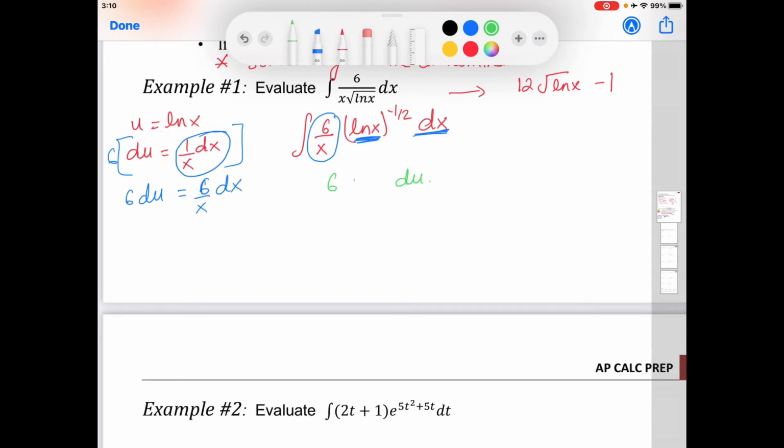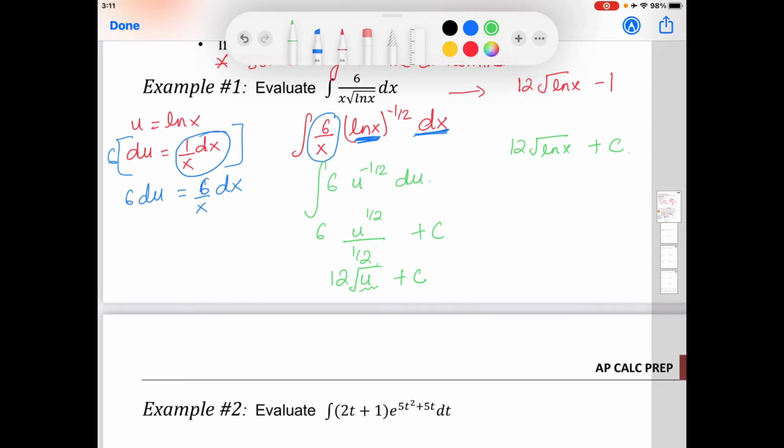Ln of x is your u, so it'll be u to the negative half power. And that's the integral of it, right? So the integral of u, I'm going to pull out the 6, it'll be u to the negative half plus 1, which is a half, over a half, plus your c. Dividing by a half is the same thing as multiplying by 2. So this would be 12 u to the 1/2, which is just your square root, plus c. I can replace back my u: 12 square root of ln of x plus c. So there you go, we got our answer.